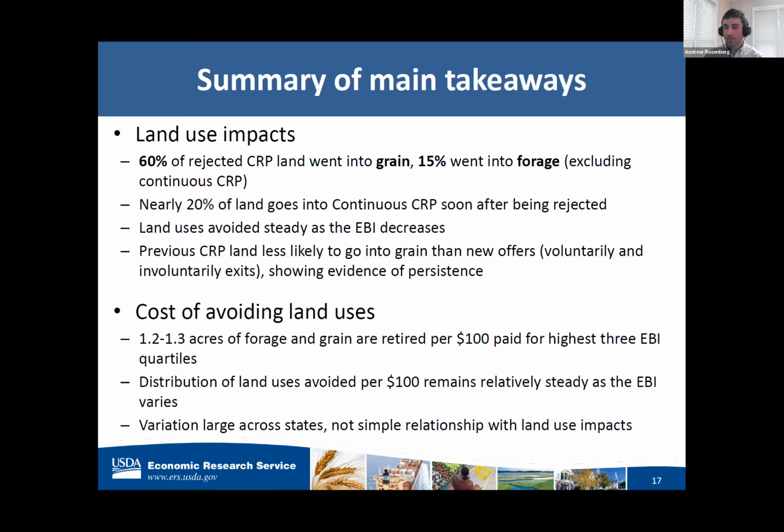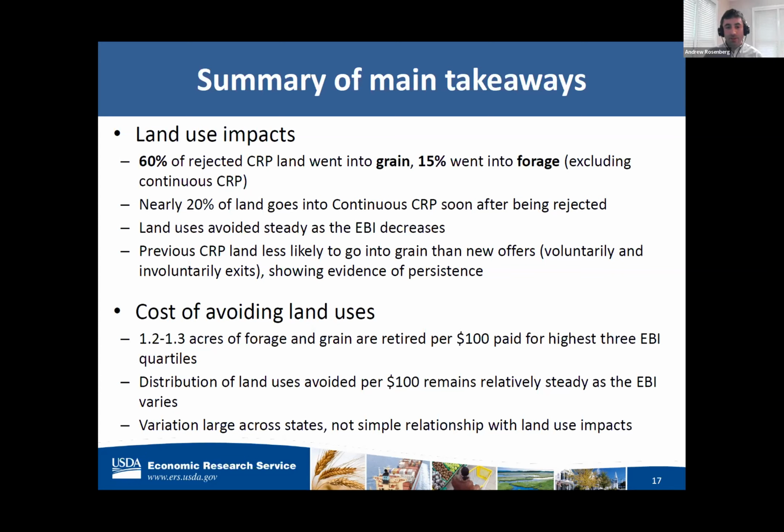Ruking, did you have a question? Just a very quick question. It is a little bit surprising to me to see nearly 20% of land got rejected, enters continuous CRP very soon. You mentioned earlier on the continuous CRP has higher environmental requirement, and pays more. So I think that turns out a better thing for those rejected offers.